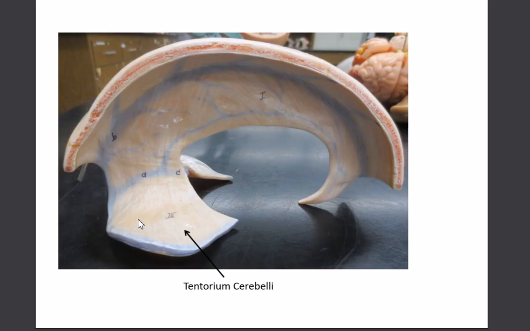I have it here just by itself. So this is the tentorium cerebelli. Tentorium means to tent or to cover. Cerebelli would be the cerebellum. So this is actually on top of the cerebellum, and it helps to kind of keep the occipital lobe off of the cerebellum.